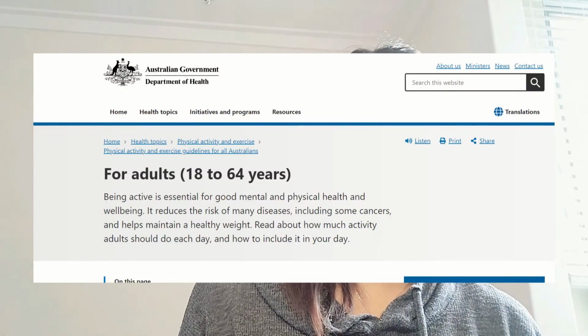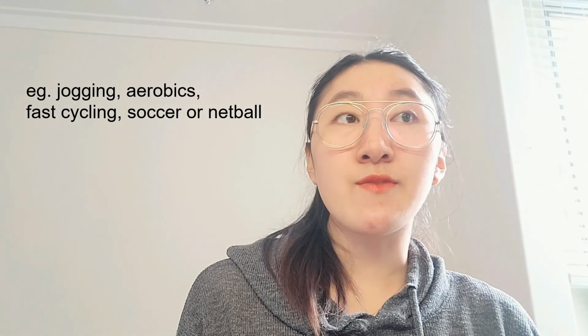And from the Australian Government Department of Health, adults should aim to be active every day and try to get either 2 to 5 hours of moderate intensity physical activity or 1.25 to 2.5 hours of vigorous intensity physical activity each week.